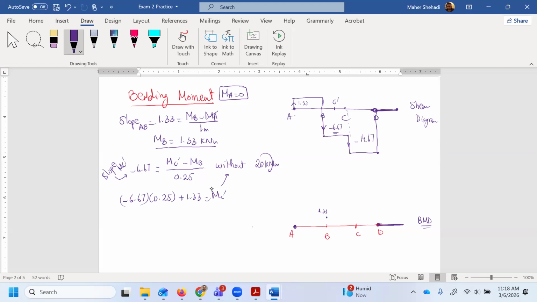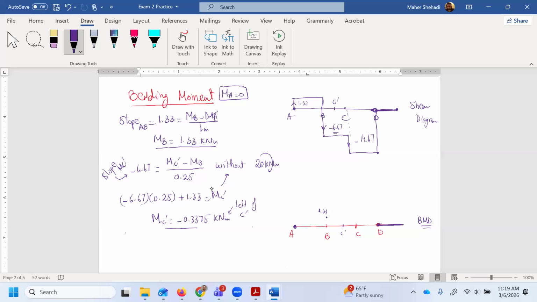Let me do it one more time. 1.33 minus 6.67 times 0.25. Yep, minus 0.3375 kilonewton meter. This is to the left, just exactly to the left of C prime. Left, because we're coming from the left and heading to the right.